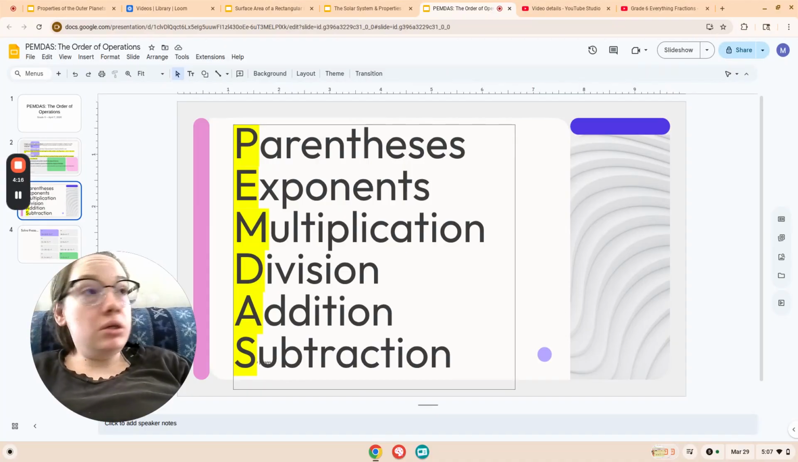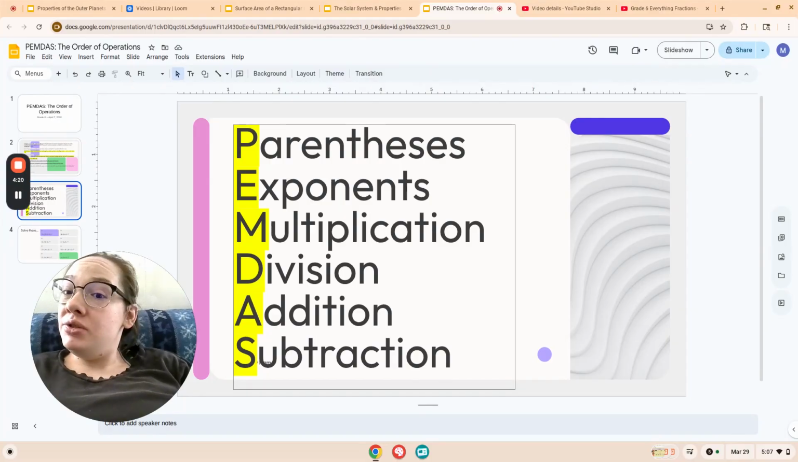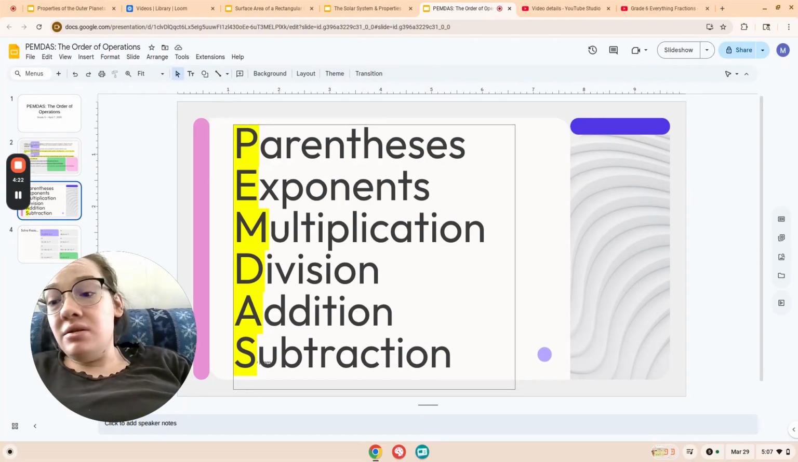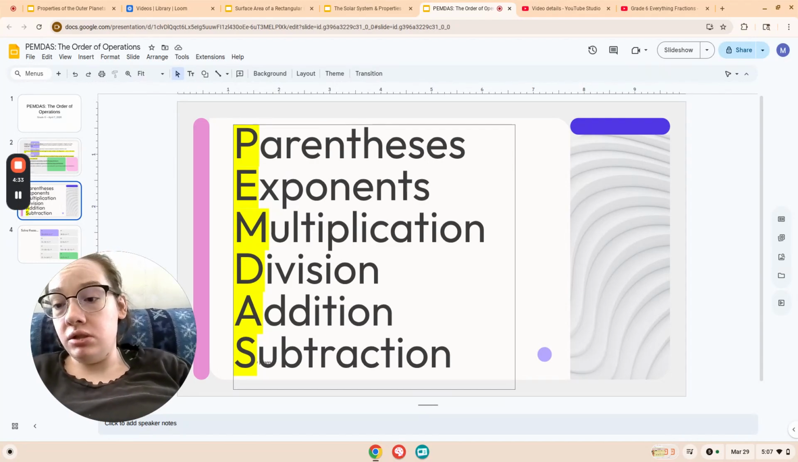That's just how my brain works. So if PEMDAS works for you, roll with it. But if you need to do, "Please excuse my dear Aunt Sally," to remember PEMDAS, go right ahead. But you need to remember that the order of operations is always going to be parentheses, exponents, multiplication, division, addition, subtraction.